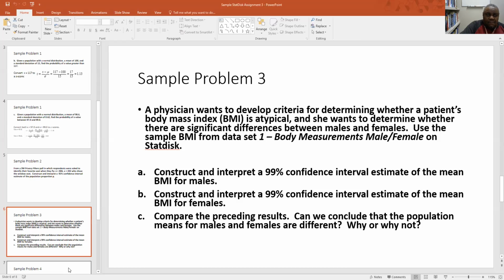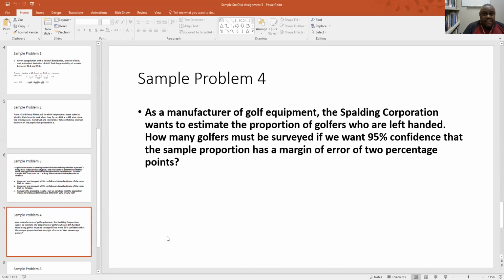Okay, sample problem number 4. As a manufacturer of golf equipment, the Spalding Corporation wants to estimate the proportion of golfers who are left-handed. How many golfers must be surveyed if we want 95% confidence that the sample proportion has a margin of error of 2 percentage points?